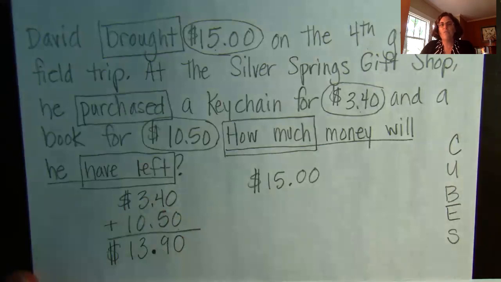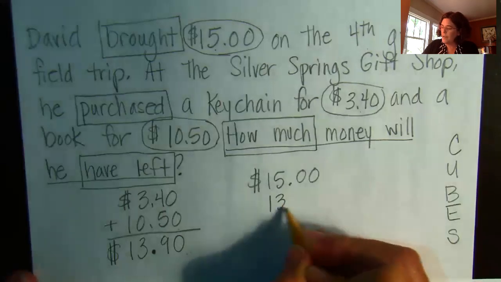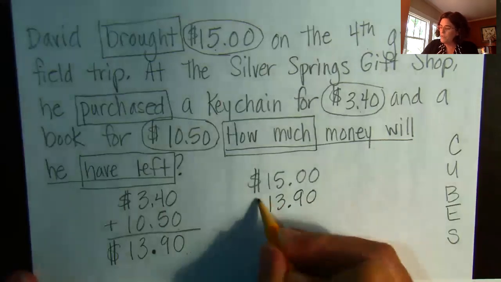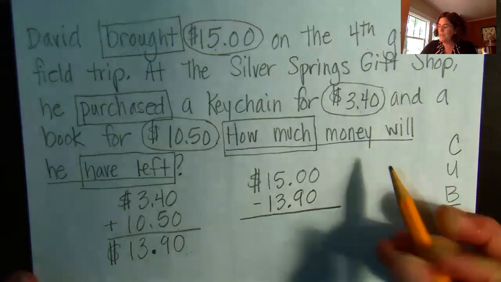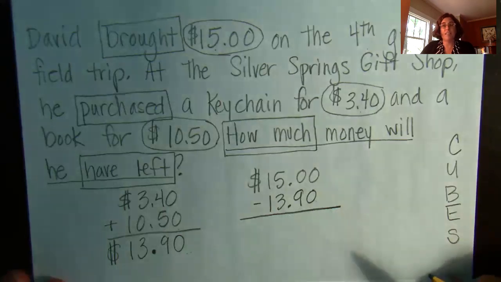Is that going to answer our question? No, because it doesn't ask us how much he spent. It asks us how much he had left. So what are we going to do now with this $13.90? Great. If you said subtract it from $15, you are right, because he started out with $15 and he spent $13.90. Now we have to find out how much he has left.